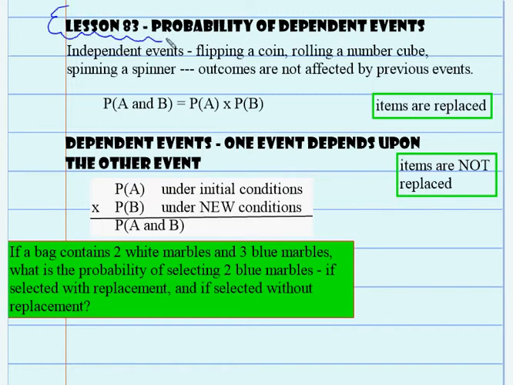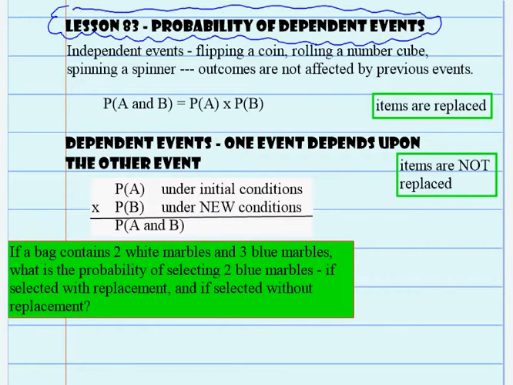Hi class, this is lesson 83 for course 3. It's probability of dependent events.